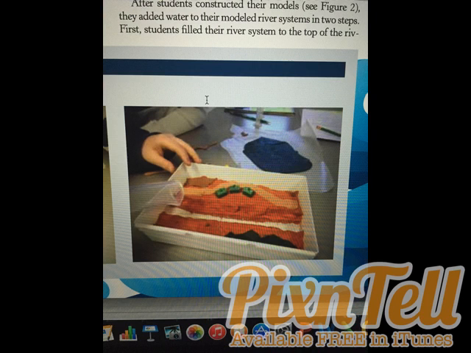Students were given approximately 10 minutes to construct their models, and then after the students built their models, they added water as an example of the river system in 2 different steps. First, students filled their river system to the top of the riverbank and recorded the amount of water required to fill but not overflow the river. And then the second step was they added an equal amount of water to their system again, to double it as a flood event, and saw how much they would have to put in there.